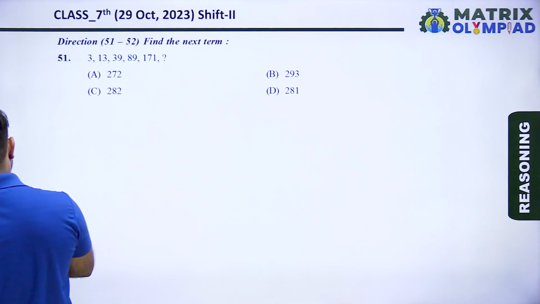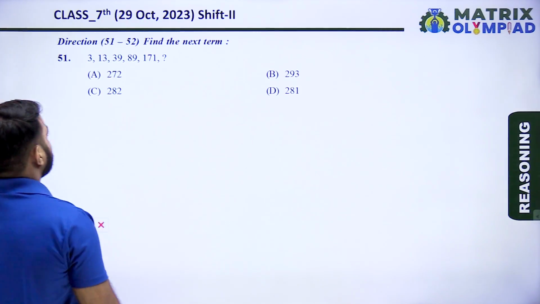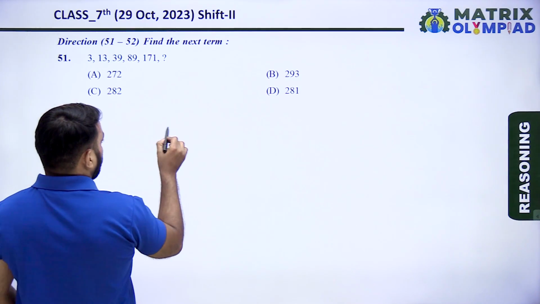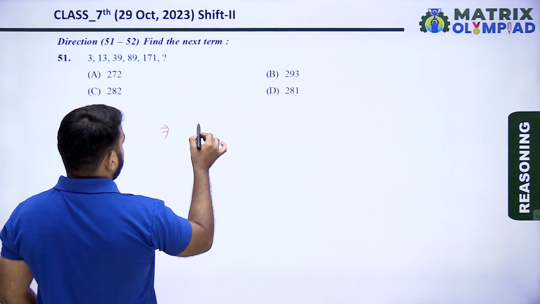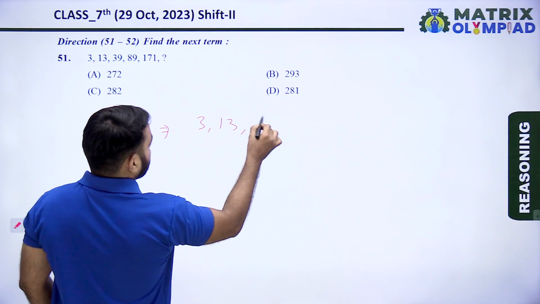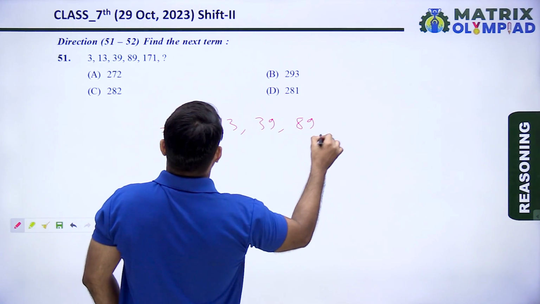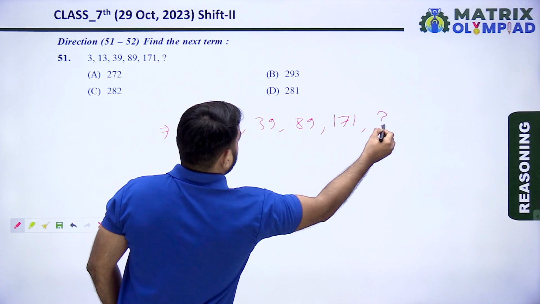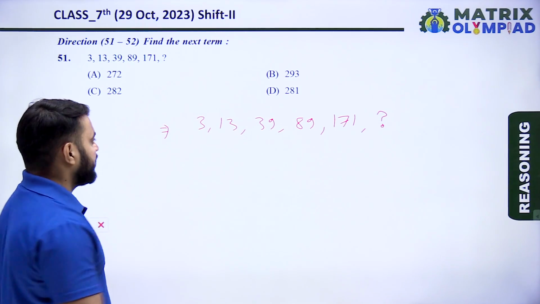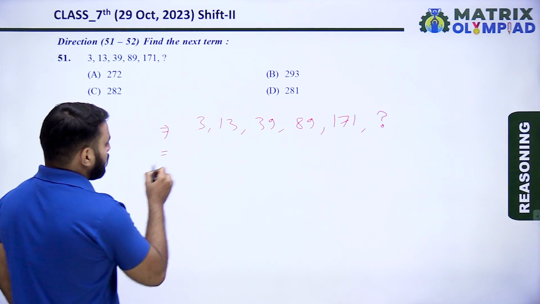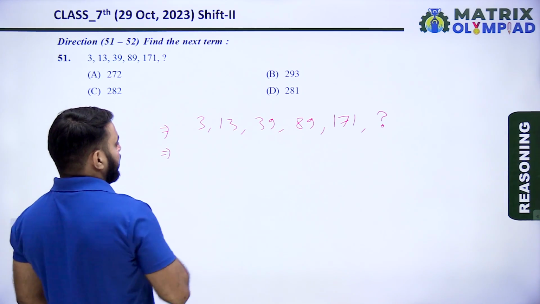Question number 51. Find the next term of the given number series. So the series is 3, 13, 39, 89, 171, and find the next number of this series. So first find the pattern of this series.